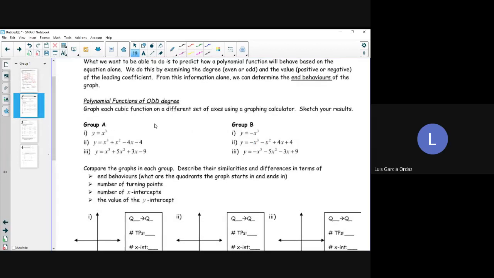So we're going to get to a couple of examples. What we want to do is be able to predict how a polynomial function will behave based on the equation alone.